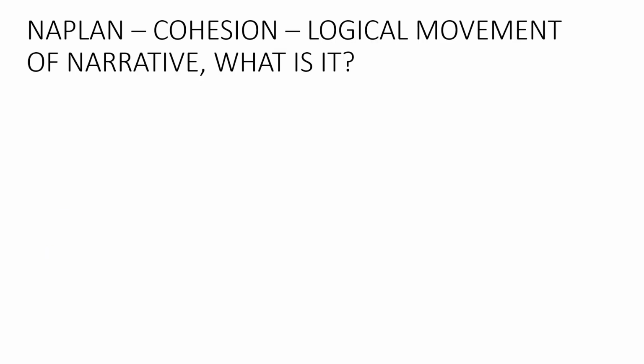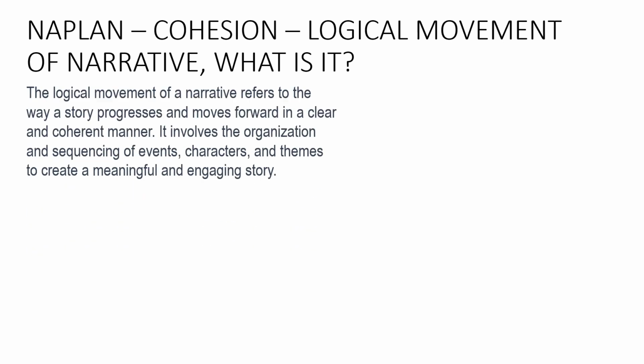Logical movement of narrative basically refers to the way a story progresses and moves forward in a clear and coherent manner. It involves the organization and sequencing of events, characters, and themes to create a meaningful and engaging story. So this is really around the structure of the narrative, story, or other type of text, be it persuasive. And there are many different roadmaps out there, or story arcs, or whatever you want to call them, that outline some natural or logical movement of the writing.